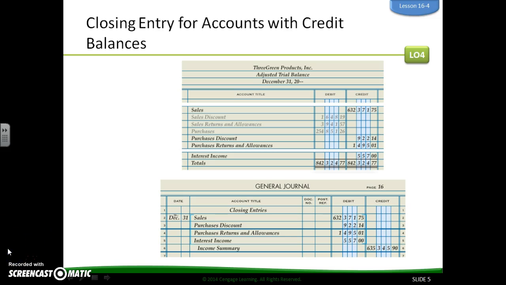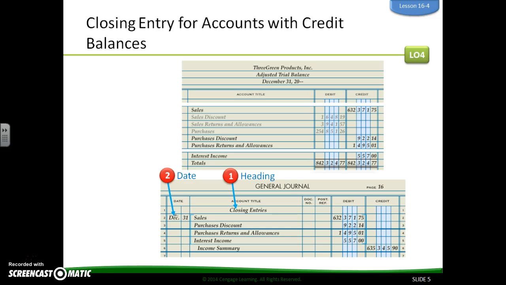Okay, so in our book now, we're looking at page 495, and so we're doing the closing entry for accounts that have credit balances. So what we're looking at then is that within our general journal, we're going to go ahead and do some closing entries. And you can see we want to make sure we include a heading so that within our general journal we know what we're posting as closing entries.